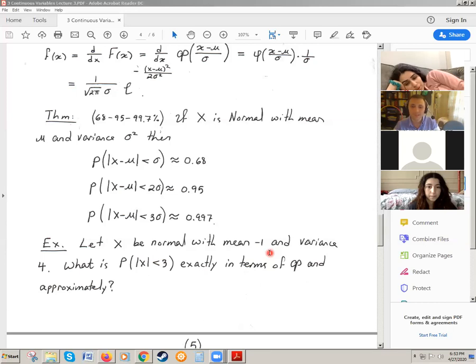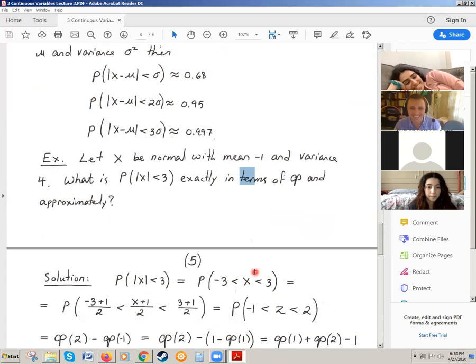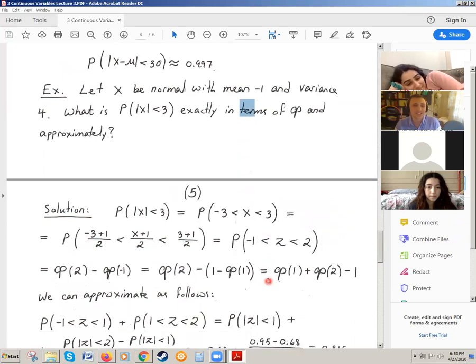So could we go over the problem? Well, I thought you were resting already, but... No, I'm just waiting. All right, let's go over the problem. So the probability that absolute value of x is less than or equal to 3. I have no idea what that means, but I'll try to figure it out.